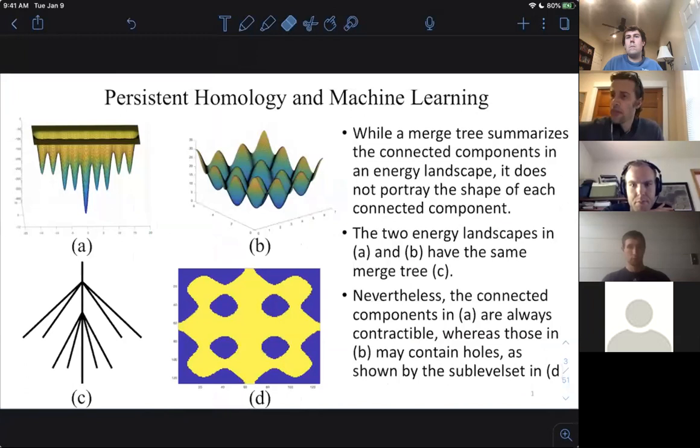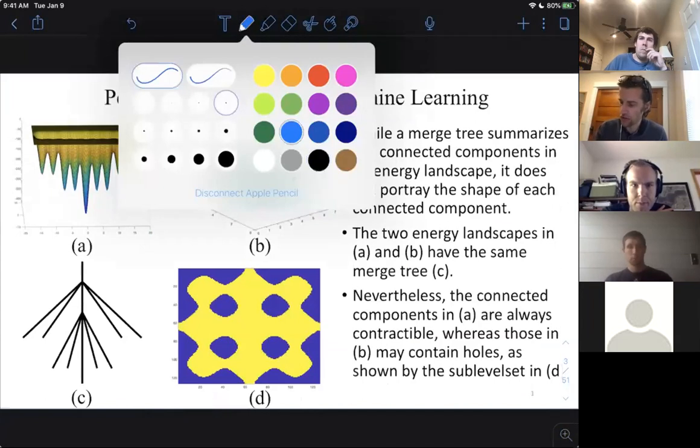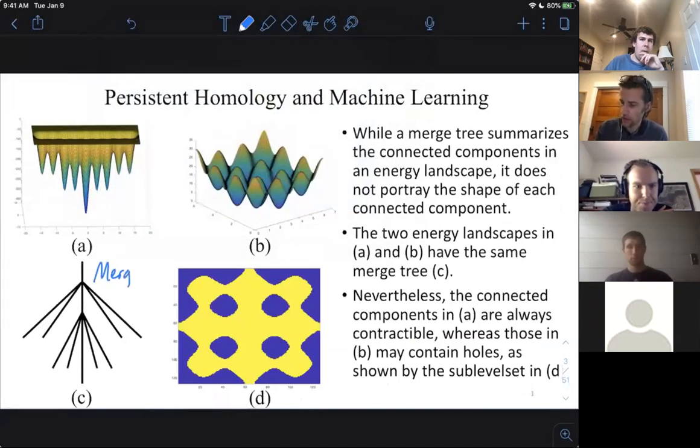So I'm not a chemist, but let me do my best to describe a little bit of chemistry for you. What is often done when you're given an energy landscape to describe the configurations of a molecule is to describe it using a merge tree. So down on the bottom left, I have a merge tree. Okay, so pretend on the top left, this is the energy landscape for a molecule. I'm lying, I just made that in MATLAB, okay? But pretend that is the energy landscape for a molecule.